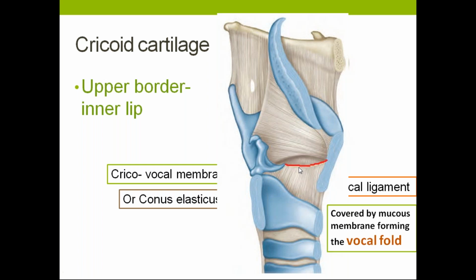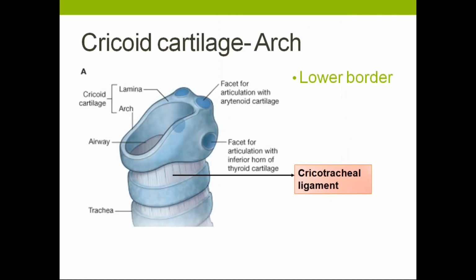Okay. So next, if you see, this vocal ligament will be covered by mucous membrane, which forms the vocal fold or vocal cord. Okay. So the vocal cord is nothing but the mucous membrane covering the vocal ligament. Okay. So next we'll see about the lower border.